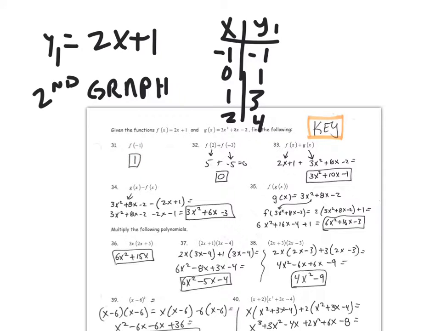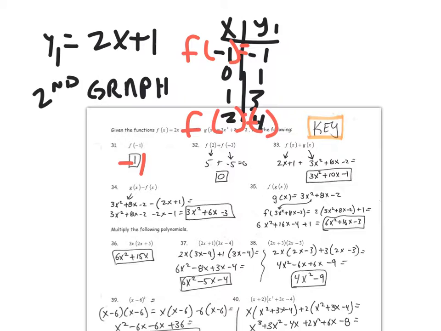My key here has got an error in it. Plug in an f of negative 1. Did I put the equation in right? 2x plus 1? Yes, I did. So this should be negative 1 is the answer. And basically how this works is this is f of negative 1 equals 1. So f of 2 is going to equal 4. Okay.